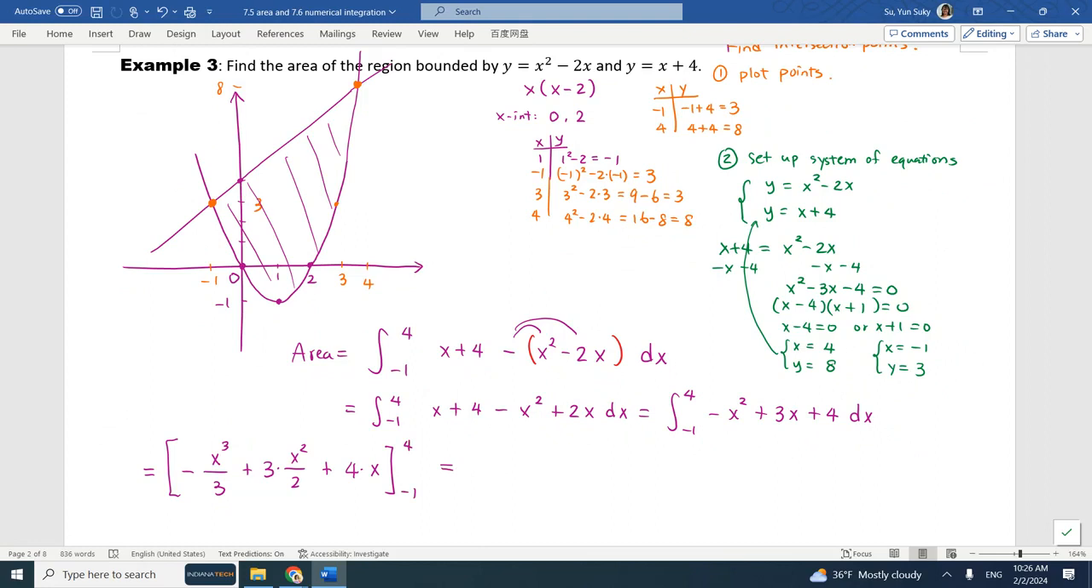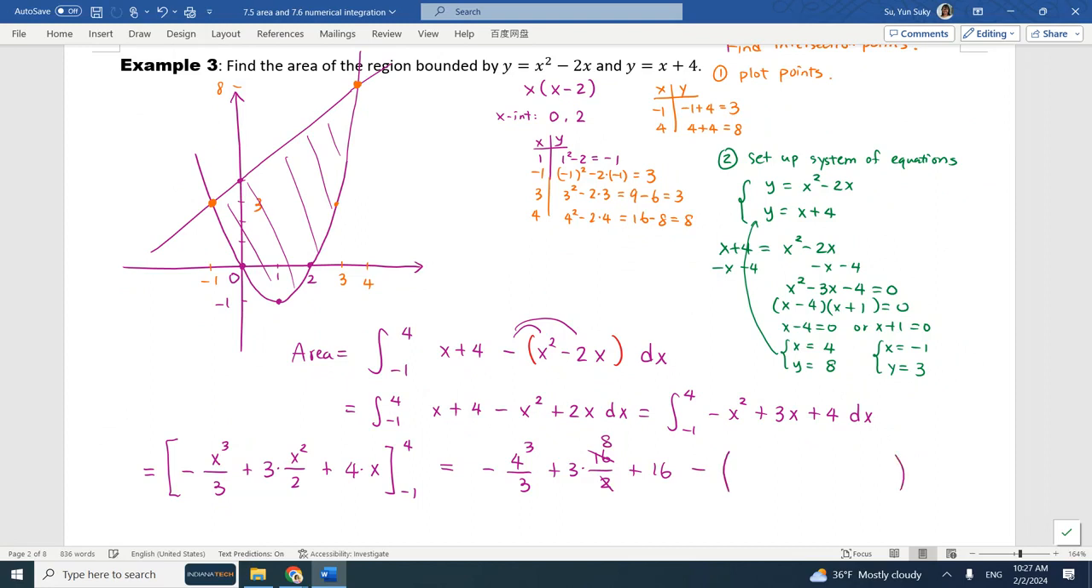So far, so good? Okay, we plug in 4. So we have -4 cubed over 3 plus 3 times, what is 4 squared? 16 over 2, right? Plus 4 times 4? 16. And 16 over 2, we cancel. What's left? 8. Yes.